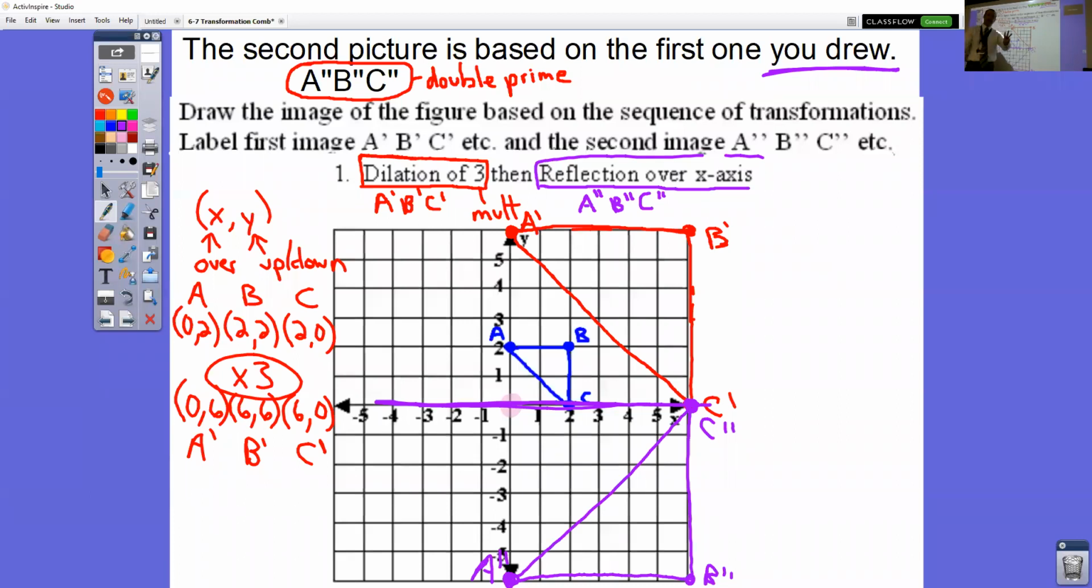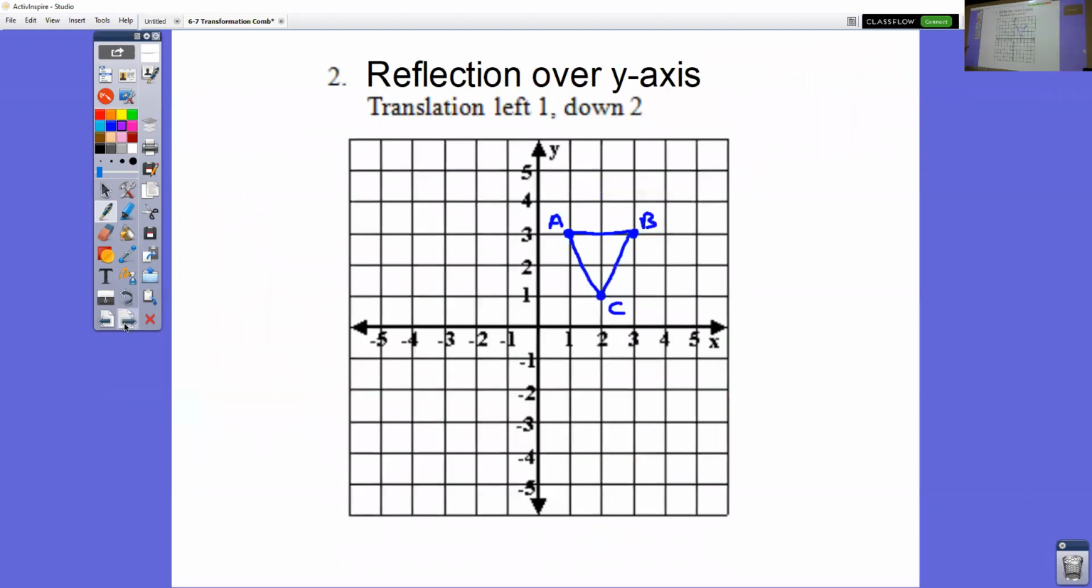So again, you should end up with 3 pictures for each graph today. You have your original picture that will be already there. That is no primes. You'll have your first picture that you drew, that is single prime. And then using that single prime picture, we're going to draw our double prime picture. You do have to label them with A prime, B prime, C prime, A double prime, B double prime, and C double prime. Let's take a look at the next one.